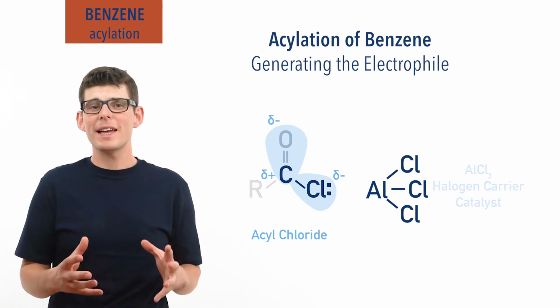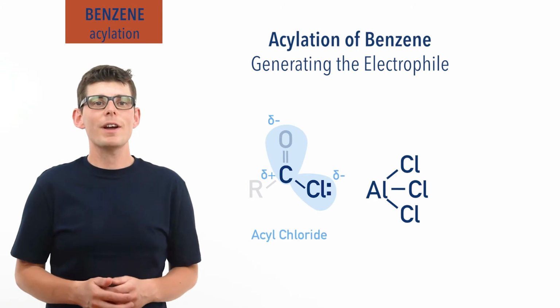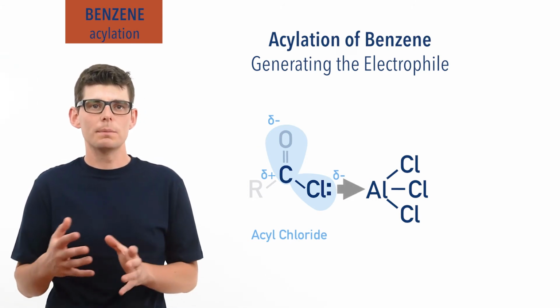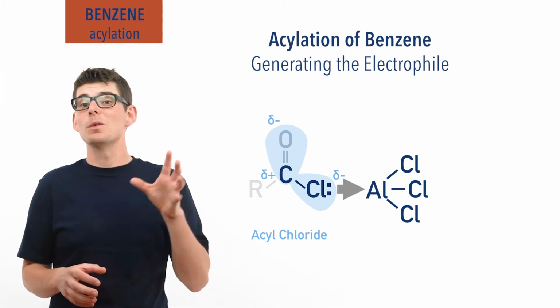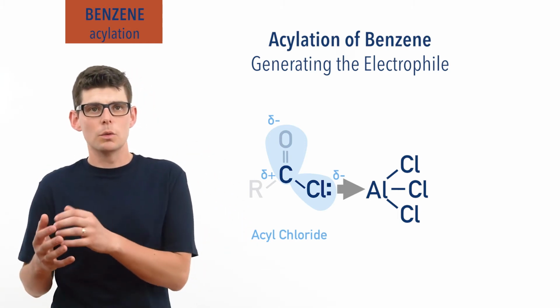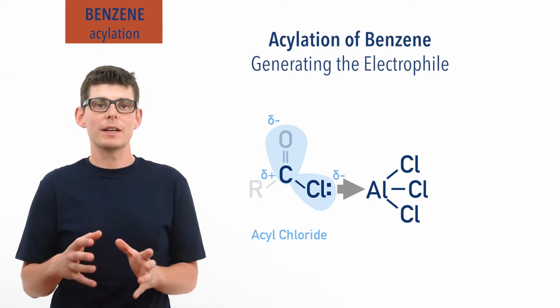A lone pair of electrons on the partially negative chlorine in the acyl chloride gets attracted to the metal in the halogen carrier and tries to form a coordinate bond. Note it's a coordinate bond as both the electrons are coming from one atom, the chlorine. This means the chlorine atom has lost some of its electron density.